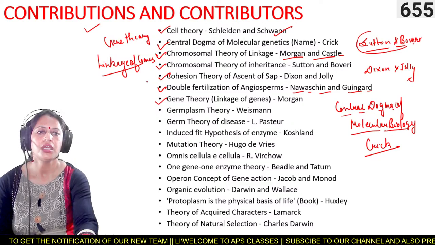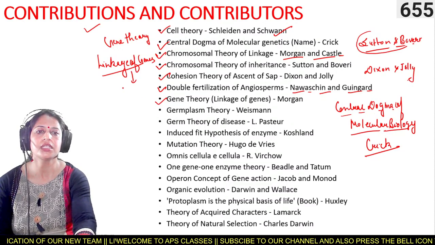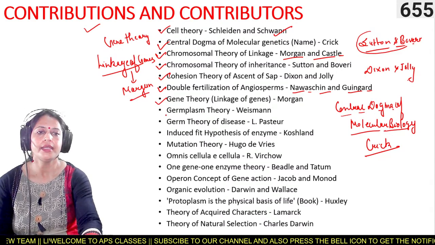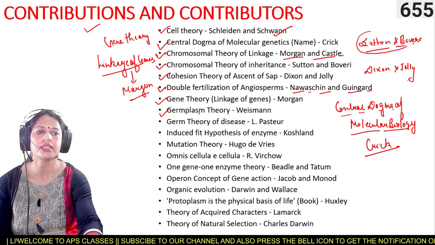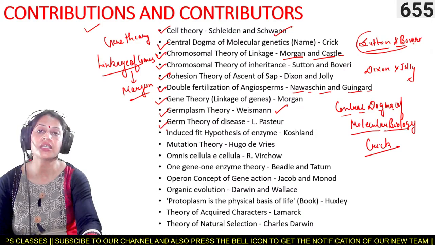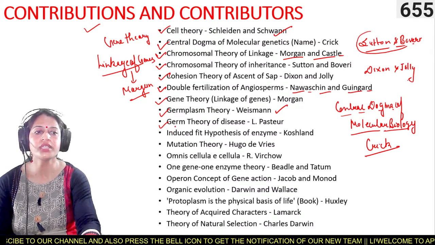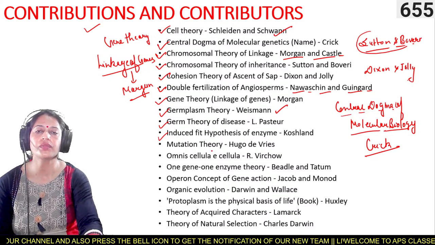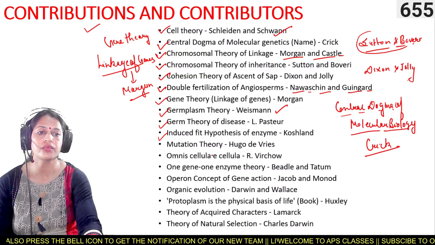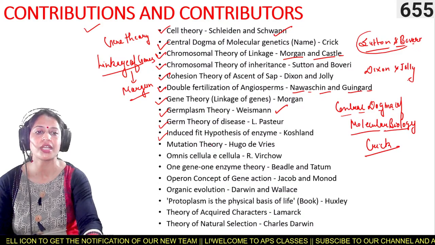Linkage of genes or gene theory, this is the contribution, and the contributor is Morgan. Next is germplasm theory, that is Weismann. Germ theory of diseases, that is Louis Pasteur. Next is the induced fit hypothesis of enzyme, and the contributor is Koshland.